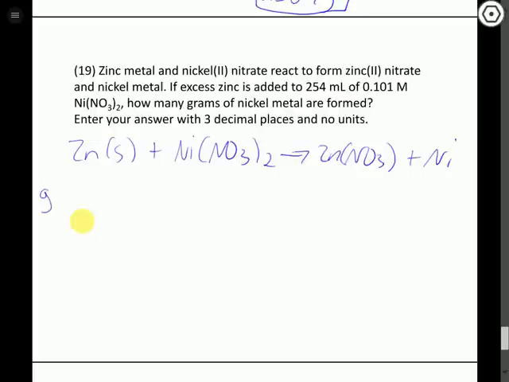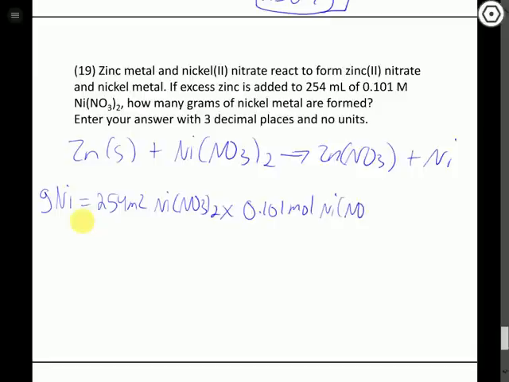So this is a stoichiometry problem using both molarity and mass conversions. So you have 254 milliliters of our reactant solution. We convert into moles. We need moles of our reactant as the first step. So the molarity is 0.101. So there's 0.101 moles of nickel nitrate over 1,000 milliliters of solution.